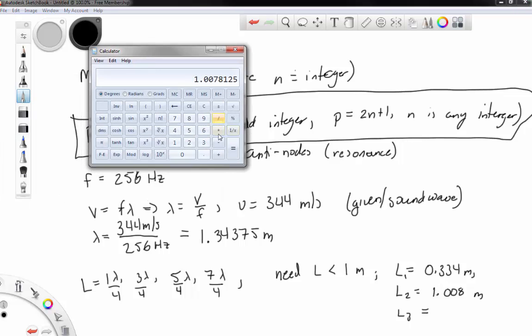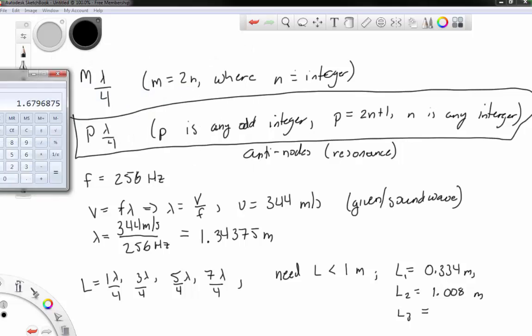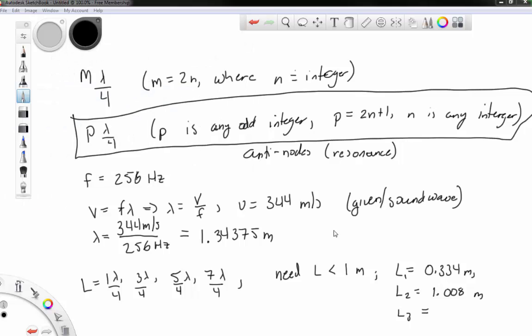The third resonance is going to occur at, so take the wavelength again and multiply by 5. This is to get the third resonance. Divide that by 4, and it's 1.6796, so 1.680 meters. So of all of these, only one of them satisfies the condition that the length has to be less than 1 meter.